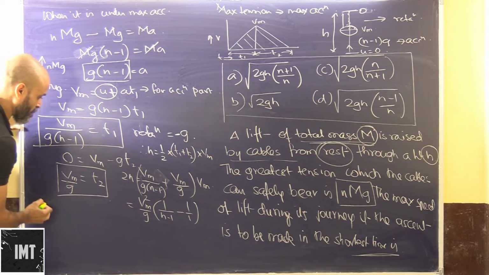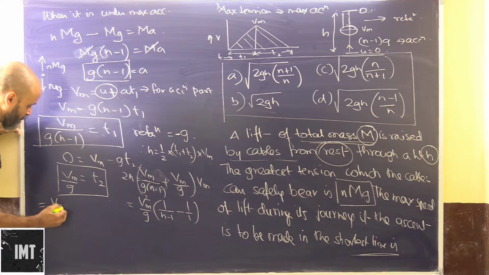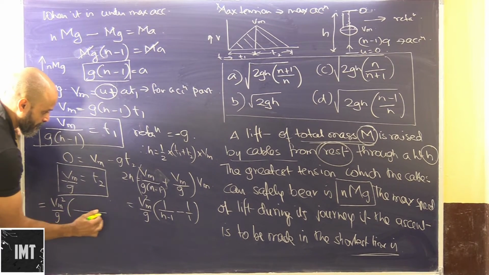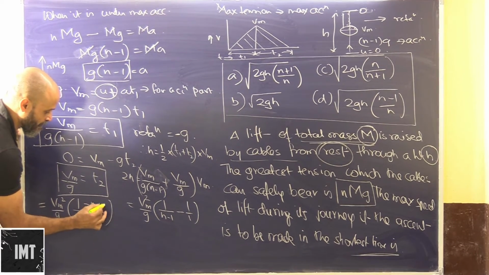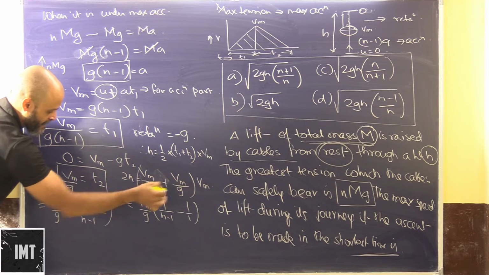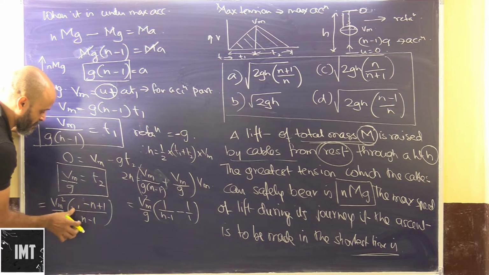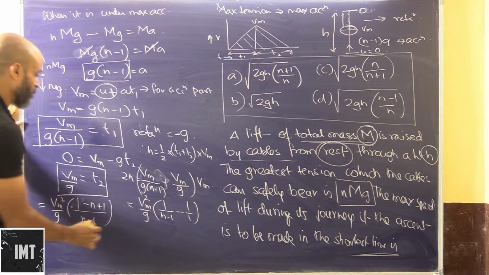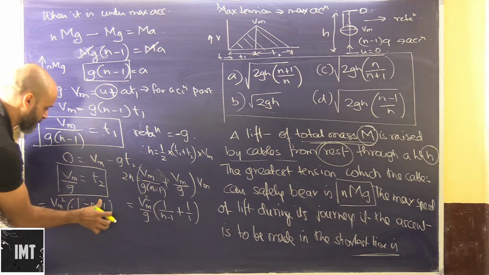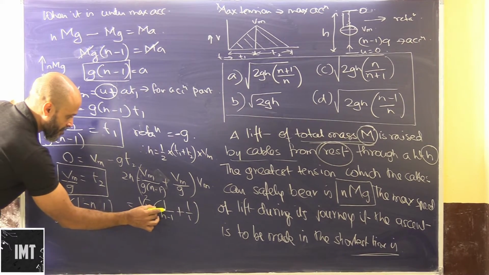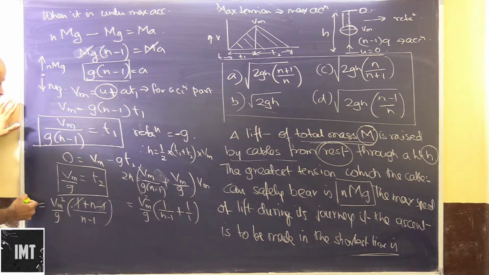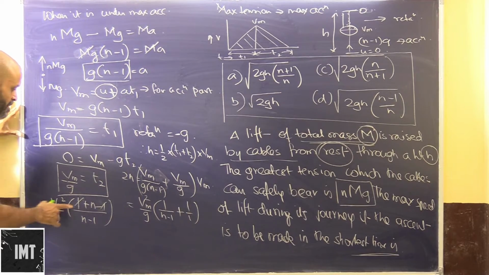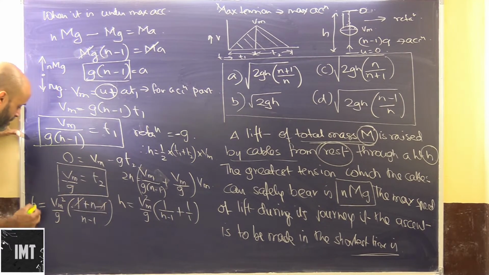Okay, so this is going to give us Vm square by G n minus 1. So this will be 1 minus n plus 1. Minus n minus 1 will give you 1. So we have here no, this was plus, I am so sorry. Okay, so this was plus, so it remains 1 plus 1 plus n minus 1. This is equal to how much? This is equal to H. Okay, this is equal to H.